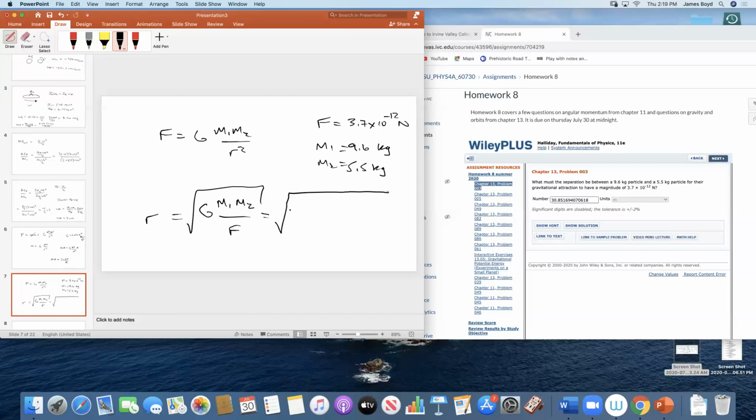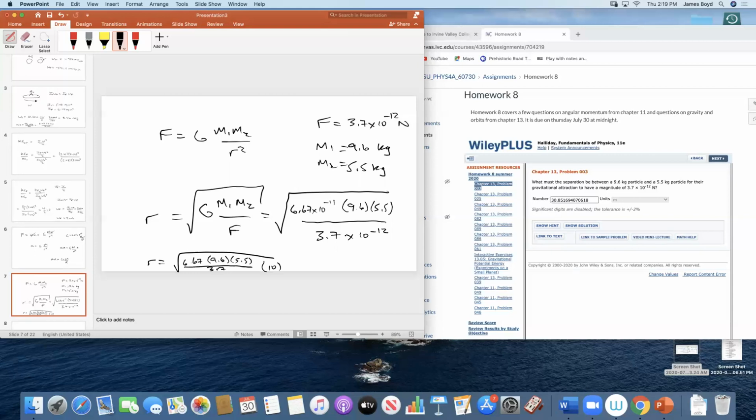And I need to make sure that you understand a few things, which is also why I wanted to do this. Look at scientific notation if you're struggling with it. First of all, look at your scientific numbers: 10 to the minus 11 over 10 to the minus 12. This whole number is going to be times 10. So R is going to be the square root of 6.67 times 9.6 times 5.5 all over 3.7 times 10.